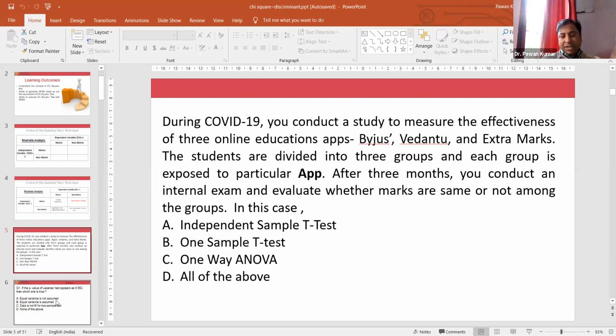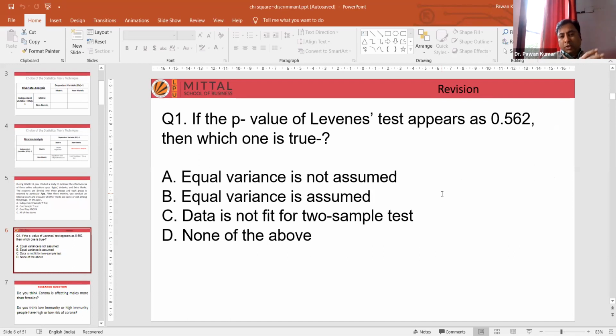Can you please write in the chat box yes or no? Once it is clear, then I would move ahead. Now next I am going to again ask you one question.